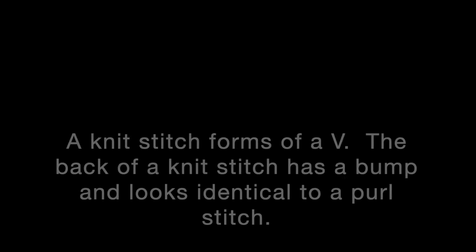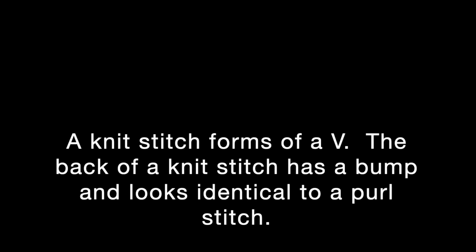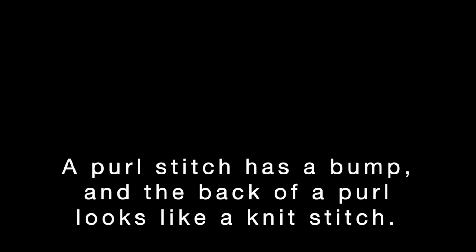Don't worry, we know this is confusing. We'll come back to this. To summarize for now, a knit stitch forms a V on the side you work it on. The back of a knit stitch has a bump and looks identical to a purl stitch. A purl stitch has a bump on the side you work it on, and the back of a purl stitch looks like a knit stitch.